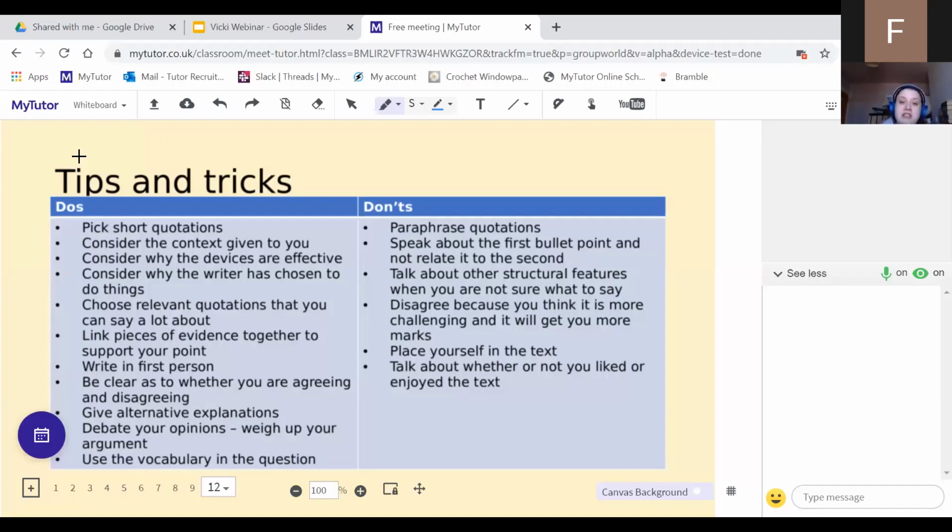Don't disagree just because you think you're going to get more marks for it, because you won't. Don't place yourself in the text. This is what some students do: they place themselves in the scene and talk about how they feel whilst watching it. That's slightly different, so be careful and don't do that. And don't talk about whether or not you liked or enjoyed the text. Your opinion on whether you enjoyed it doesn't matter, because you're not reviewing the text, you're just saying whether you agree or disagree with what somebody has said, and effectively their review.